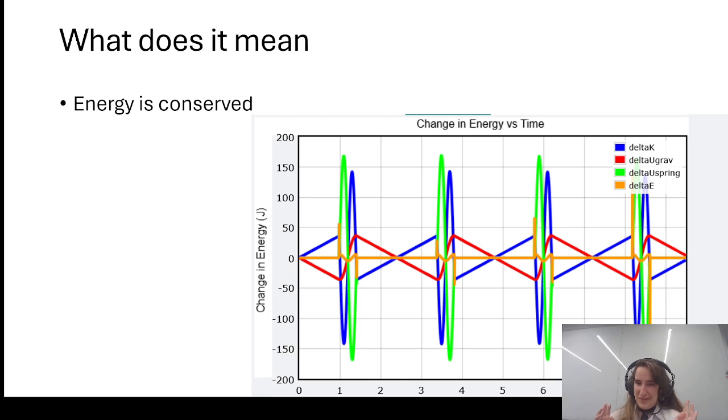Here you see the graph of energy. You can see there's some weird stuff going on when the guy hits the trampoline, but mostly the energy is conserved because delta E is mostly the same. Like, the average of it is the same. So the energy is conserved.